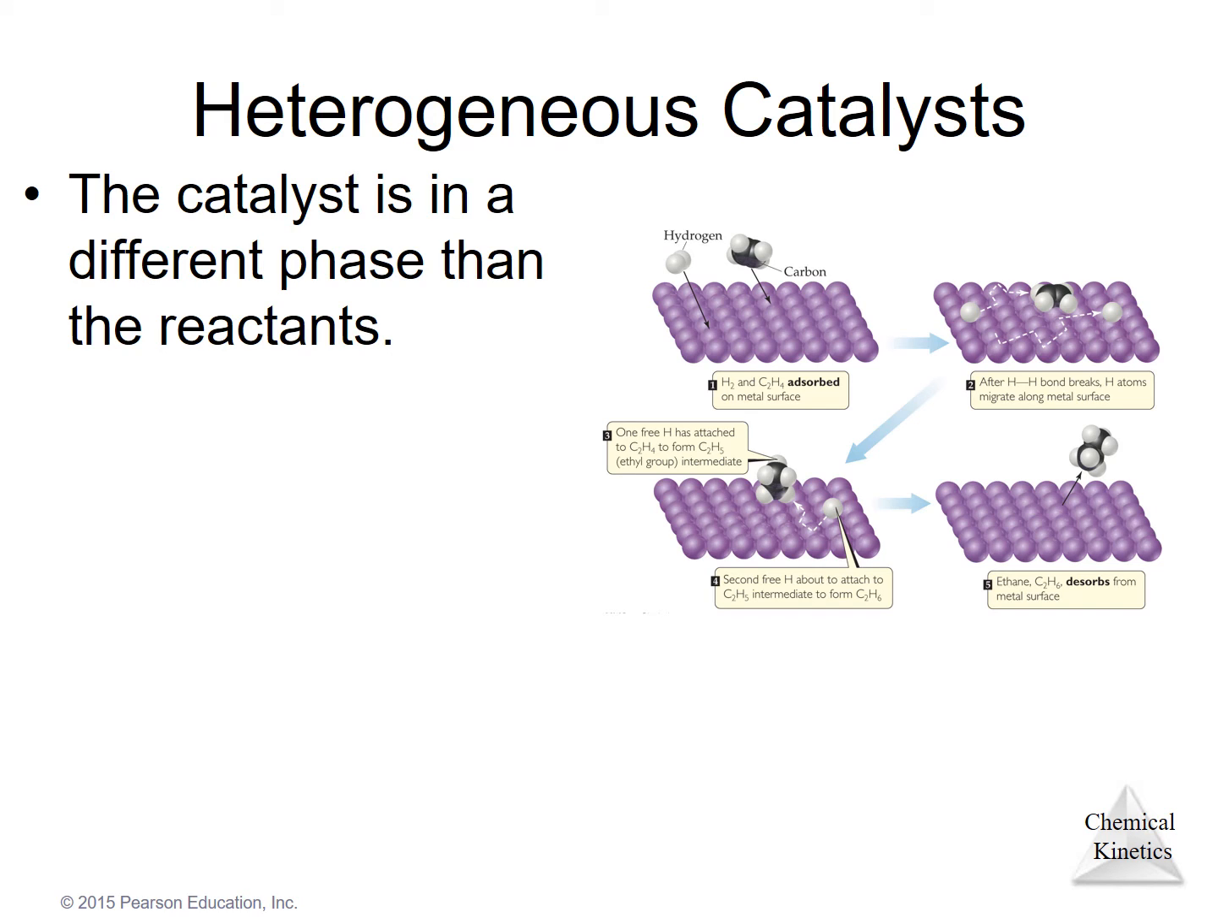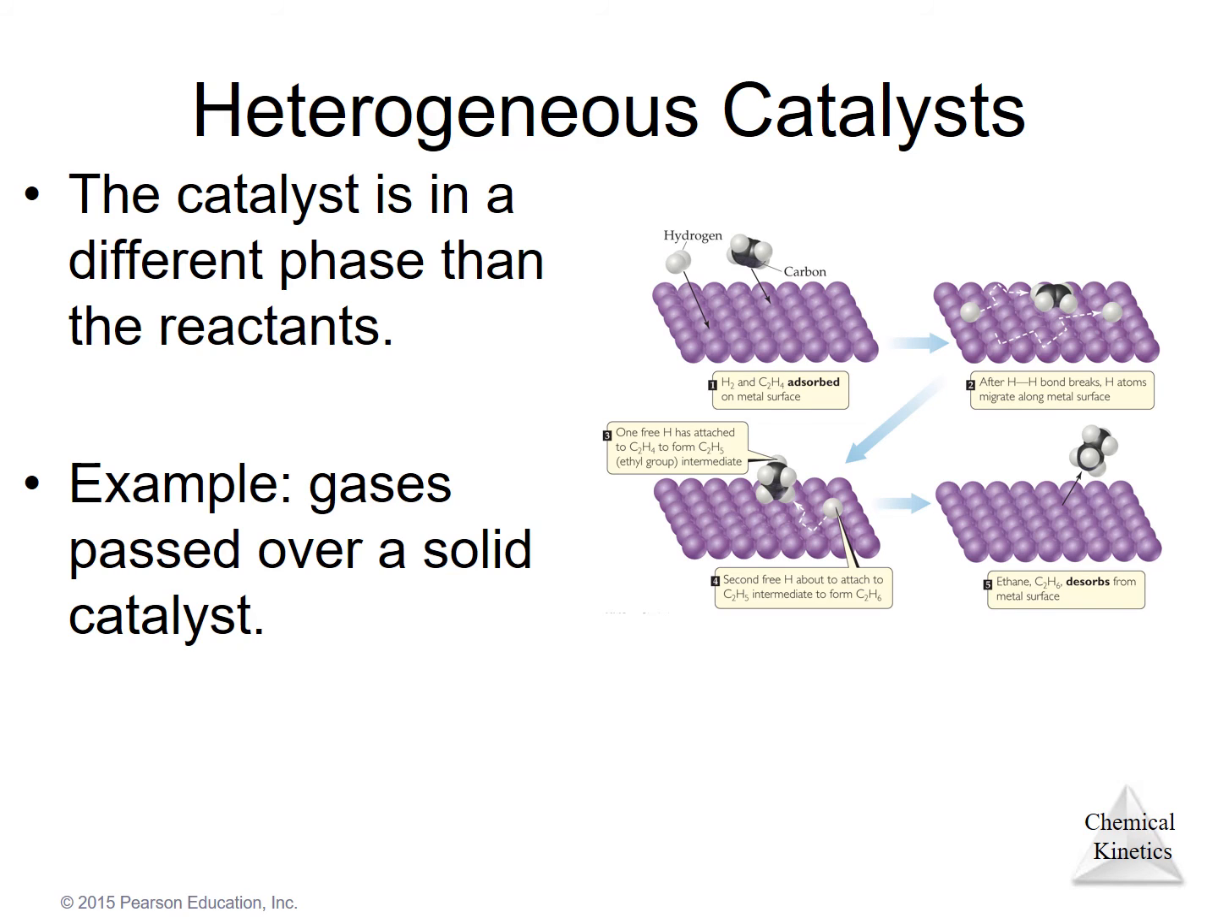So the catalyst is in a different phase than the reactants, and the example is gases passed over a solid catalyst. In this example, we see the molecules are first adsorbed onto a metal surface. They react on the metal surface here, and then the product molecule leaves, leaving the surface the way it was before. So the surface is a true catalyst. It is not changed in the reaction, but it definitely influences the rate.